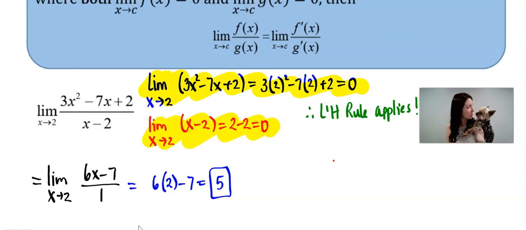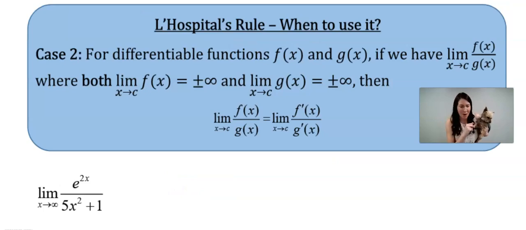I think we need to do case 2 now. Let's look on to case 2. And Molly's going to be going away for a little bit. All right, case 2. For differentiable functions f of x and g of x, if we have the limit as x approaches c of the same quotient of functions, where now both the limit as x approaches c of the numerator goes to either positive or negative infinity, and the limit as x approaches c of the denominator also goes to positive or negative infinity, then you can use L'Hopital's rule. So either 0 divided by 0 or either positive or negative infinity divided by positive or negative infinity.